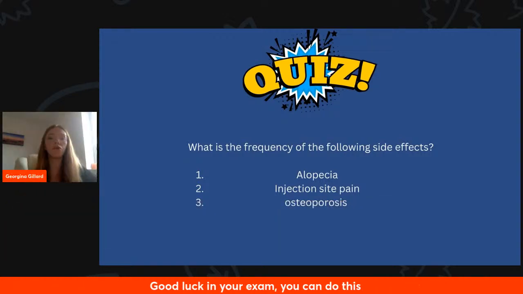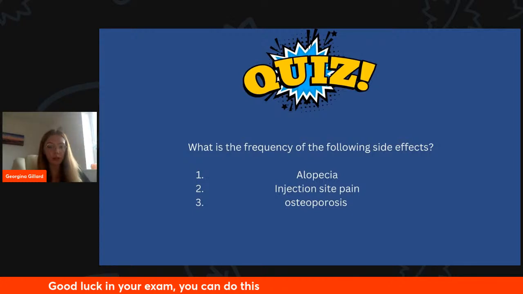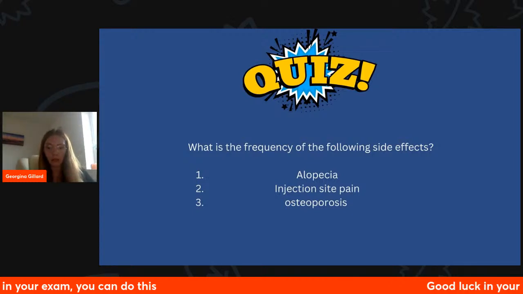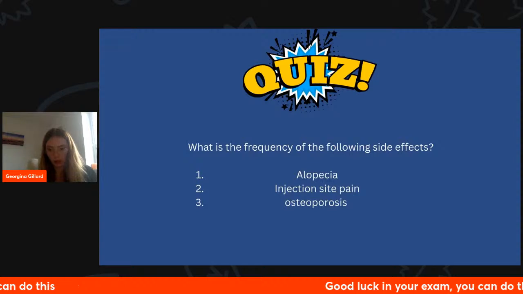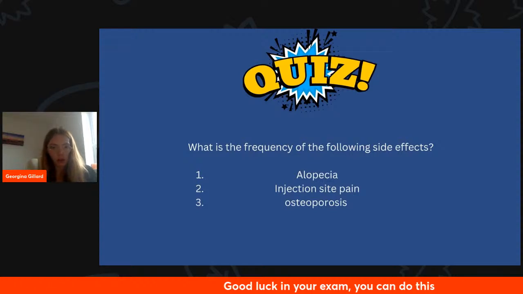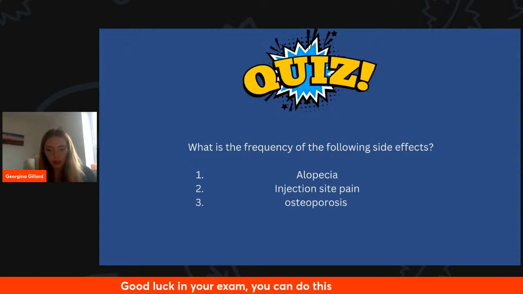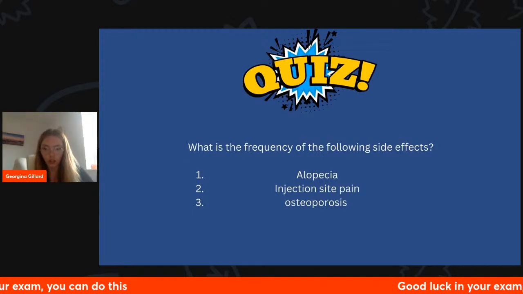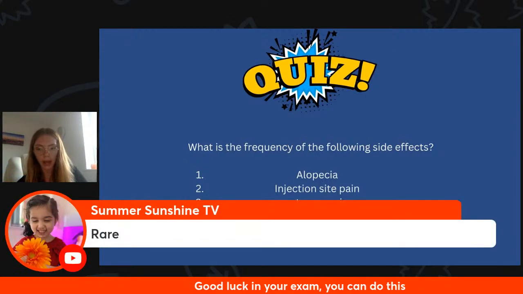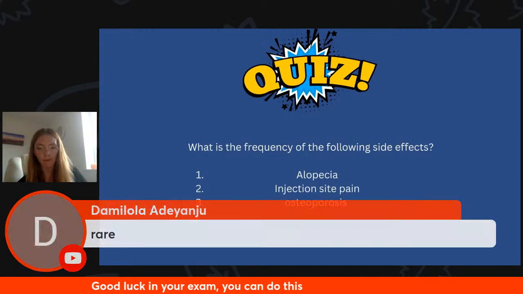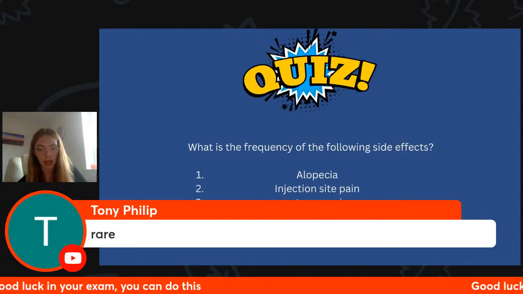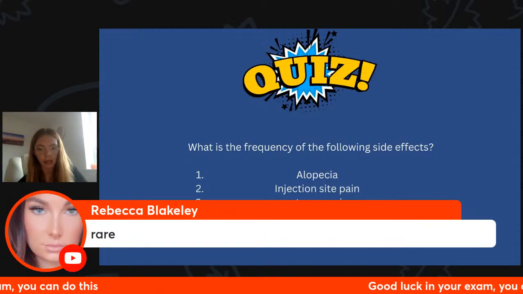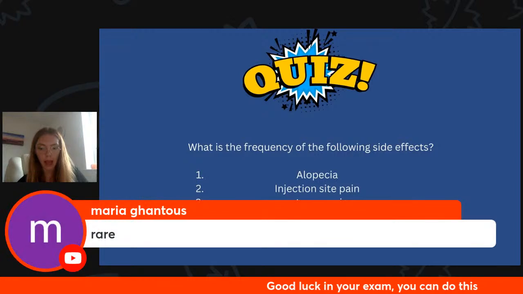Okay. Osteoporosis. What is the frequency of osteoporosis? I've had too much caffeine. Straight away, we are getting answers through. Straight away, it's going to be rare. Fantastic. Rebecca says rare. Maria says rare.